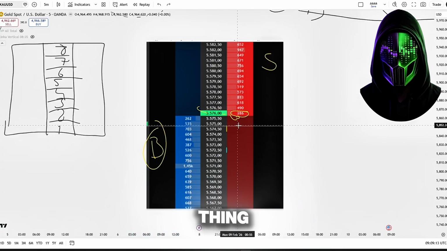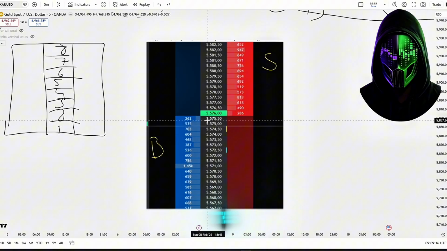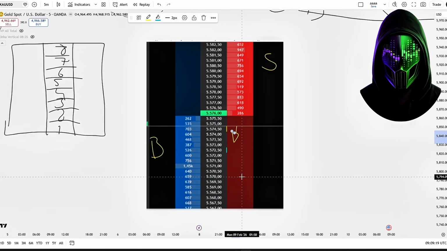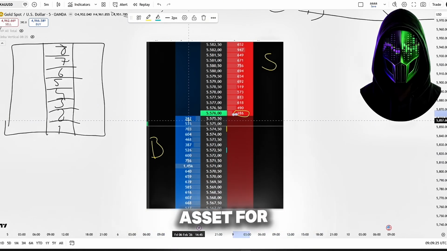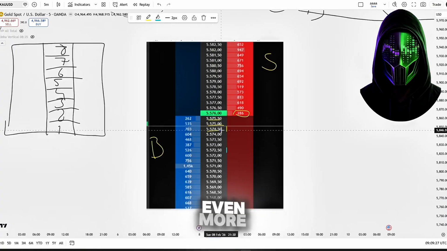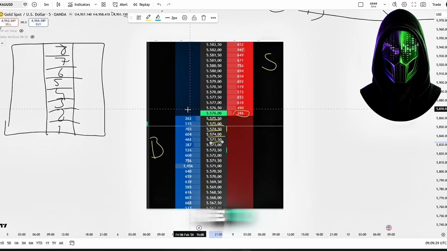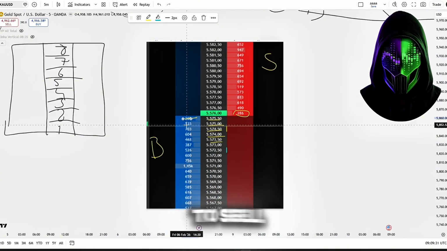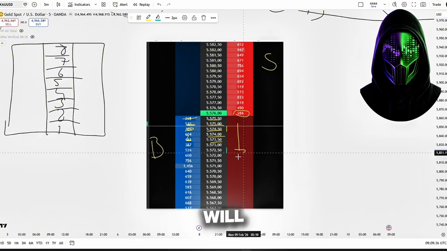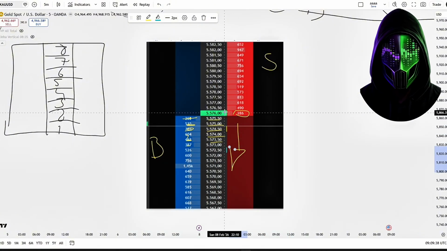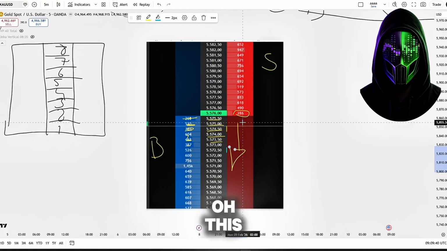And it's the same thing for the sellers. In order for the price to drop, the sellers need to accept selling their asset for lower prices, more and more. So we need to sell at this price, sell at this price, this price, this price, and the price will continue pushing down until the sellers think, oh, this is too cheap for me to sell what I have, right?